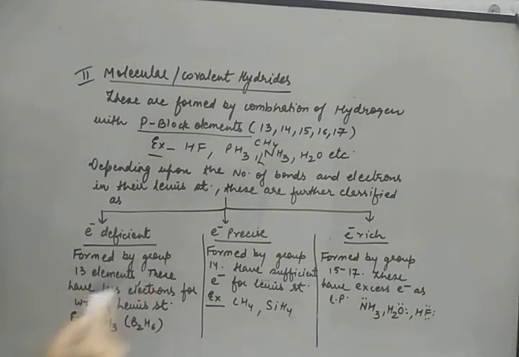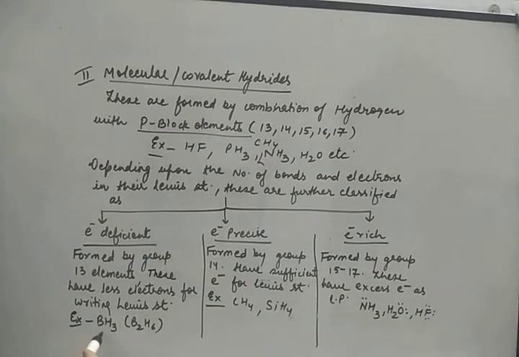Now what are electron deficient hydrides? These are formed by group 13 elements, boron, aluminium. These have less electrons for writing Lewis structure. Now group 13 elements have only 3 electrons in the valence shell. So they will be making only 3 bonds. So definitely the octet is incomplete. That's why they are known as electron deficient.